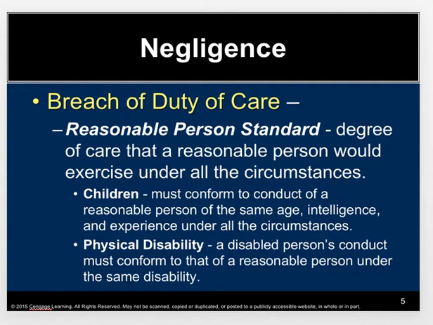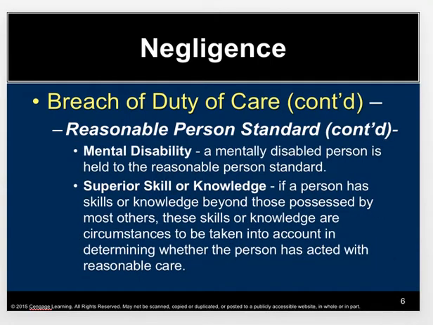And under physical disability, a disabled person's conduct must conform to that of a reasonable person under the same disability, right? So if a person uses a wheelchair, we're going to compare that person's conduct, and that's probably the best word, to a similarly situated person. So if that person, again, is in a wheelchair, we're going to say, okay, what would a person in a wheelchair have done under that same set of circumstances? So that's what we mean by that. So that really is what we call the standard of care. And that becomes very, very important in negligence actions because it goes to show whether that standard was breached or not.